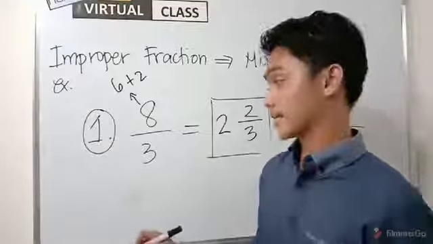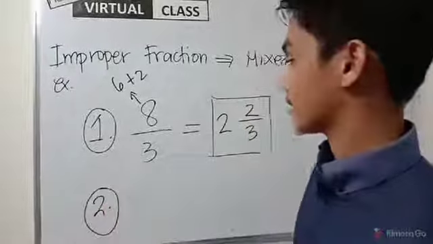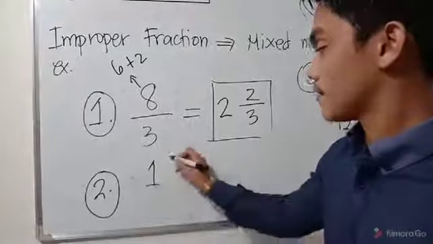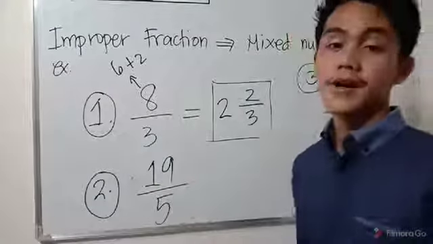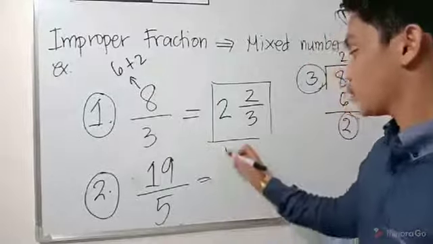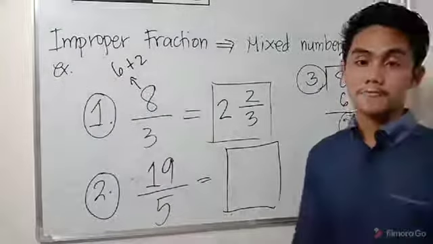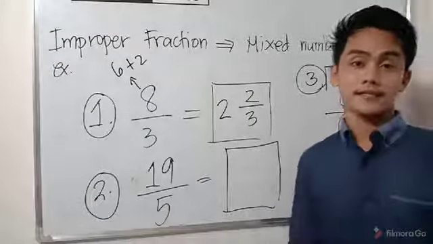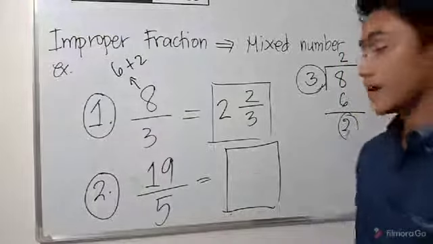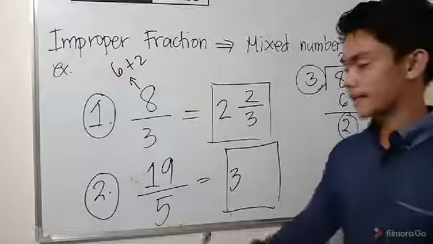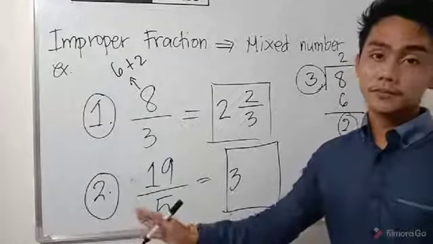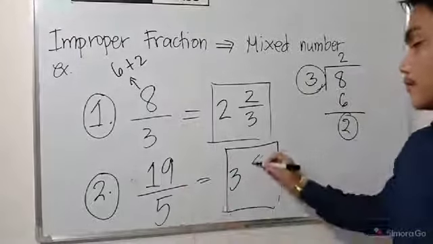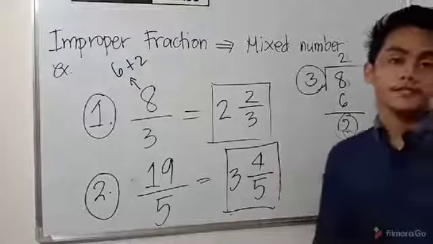Okay, let's have our second example. For you to understand better the concept in mental computation, let's have 19 fifths, or 19 over 5. So how do we transform that into a mixed number? The question in your mind is, how many 5s in 19? So you would think there are 3 5s in 19, and if I take away 3 5s, that's 15. So if I take away 15, the remainder would be 4. So 4 over 5. So that's it.